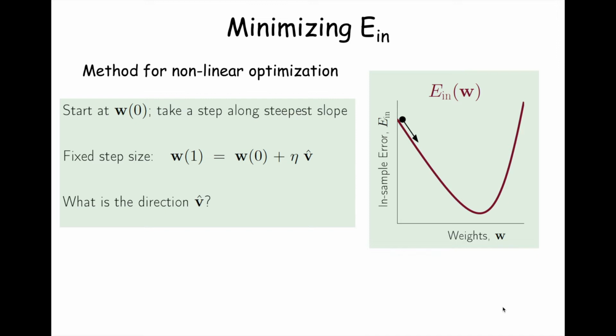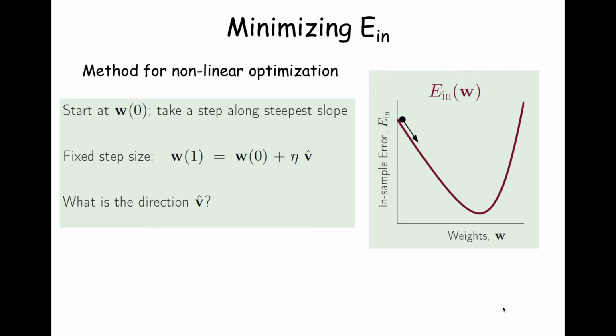And then you feel around you by taking a step, some distance, which we'll see is eta, in the direction of steepest slope, down the steepest hill. So then the weight vector at the next time instant, that's W1, is going to be your initial weight plus some step in the direction V hat of steepest descent. So that's that.